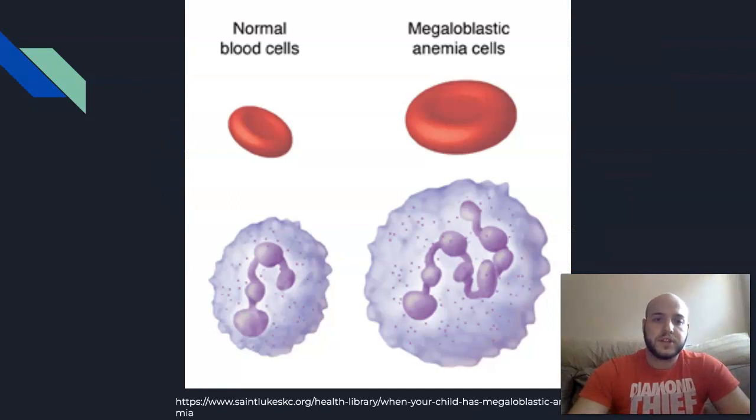All right, here's a picture. These are the megaloblastic anemia cells. See how they're much bigger and more oval than the normal red blood cells. And like I said, microcytic anemia, these would be smaller and less oval.